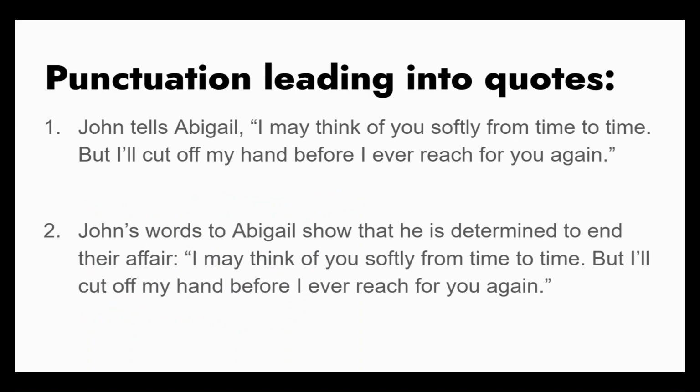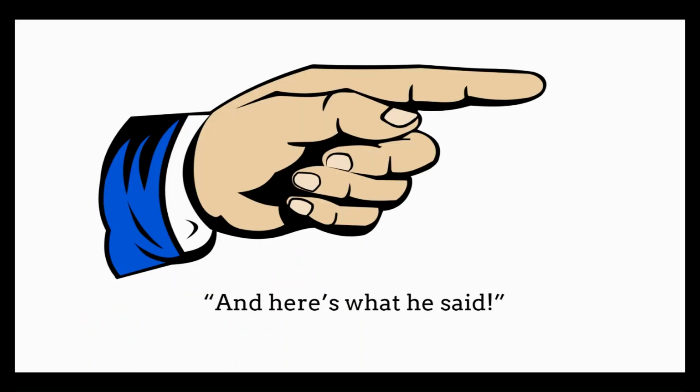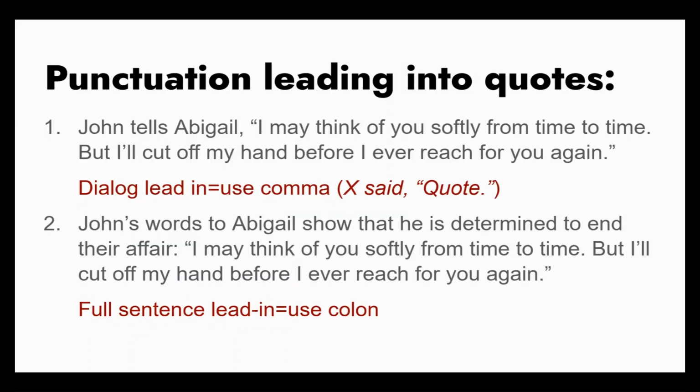If you've got a full sentence lead into a quote and you can mentally say the words, and here's what shows that, or here's what his words were, and here's what she says, then that is a great place to use a colon. So in this exercise, your 2 options leading into quotes are a comma, which you're going to do for the dialogue lead-in, any variation of so-and-so says, or a colon, which you'll do for a full sentence lead-in.